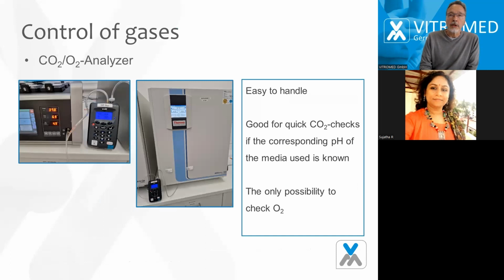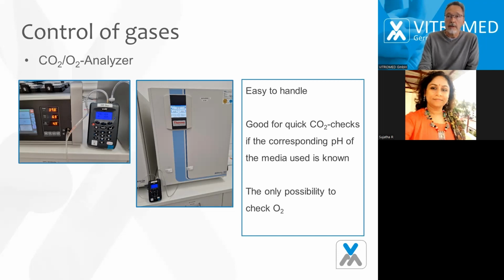Okay, what about the control of gases? So we use a CO2 and O2 analyzer. The CO2 you can also do by pH. We will come to this point a bit later. But such a CO2 and O2 analyzer is a very good thing, because you can check in 2 minutes the content of these gases in your incubators. And it doesn't matter whether you use benchtop incubators or box incubators or time-lapse systems. More or less all devices on the market offer this possibility to check the CO2 and O2 levels via such a device.